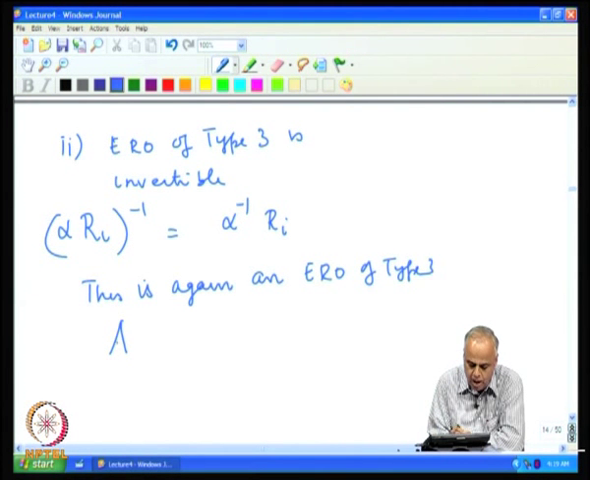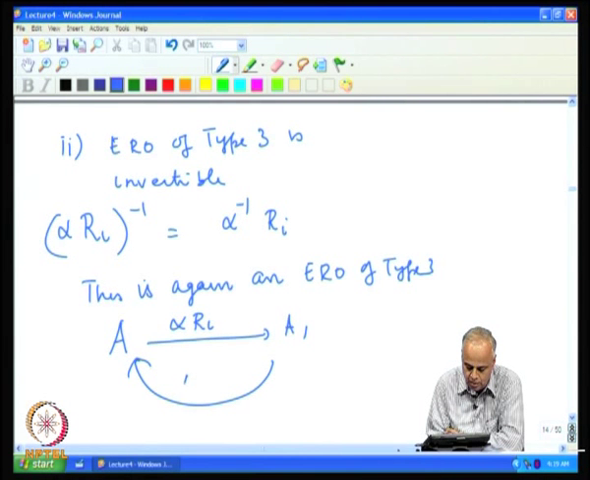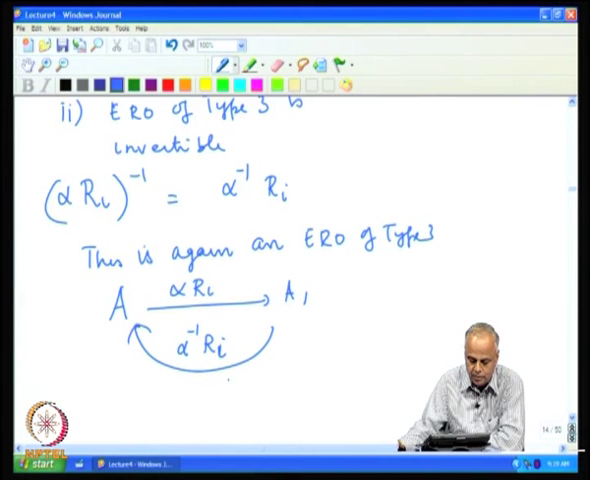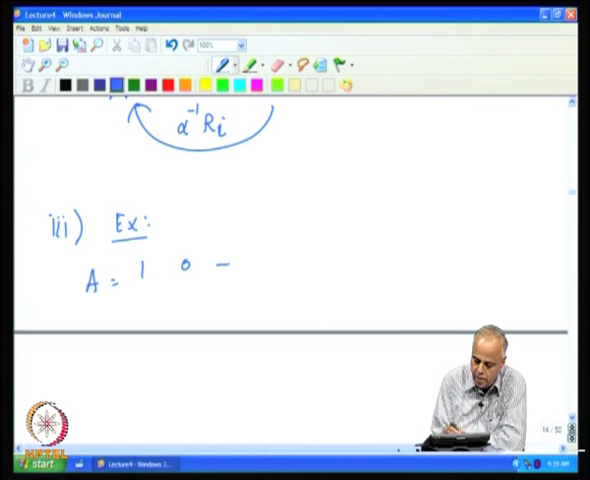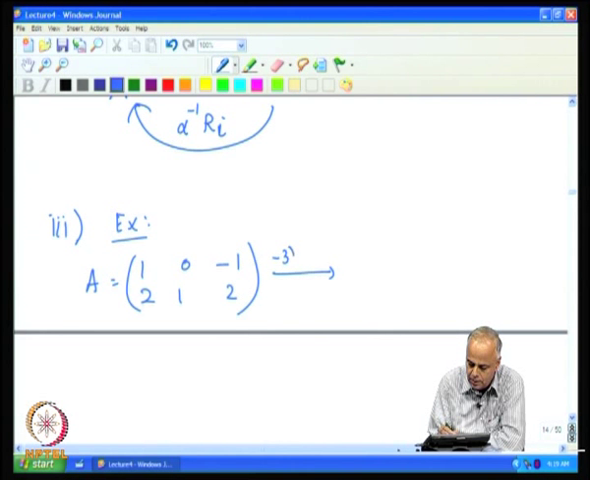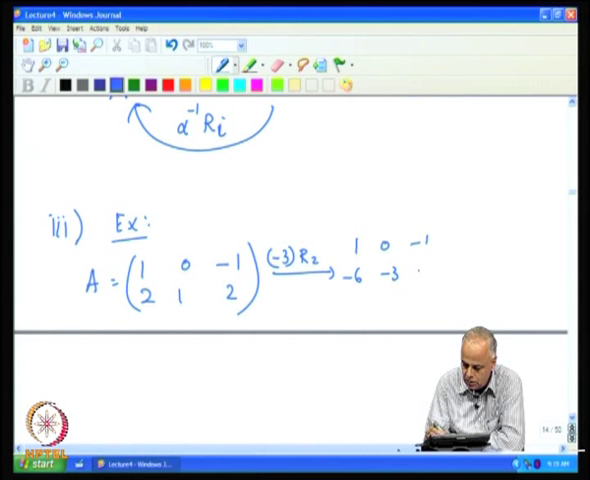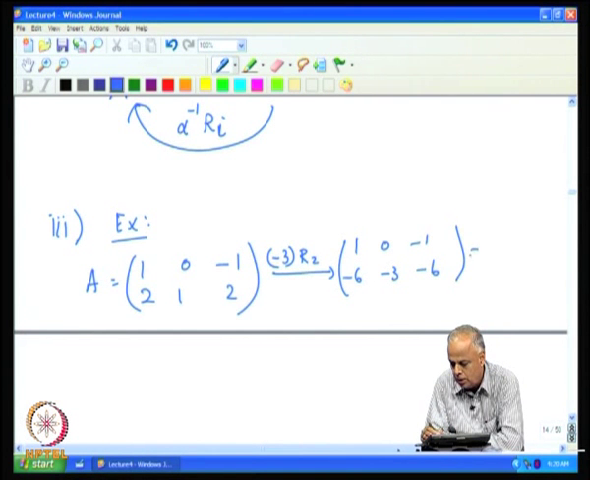So, therefore, if we have A and we get A 1 by alpha R I, then we will get back to A from this by alpha to the power of minus 1 R I. The third important property, let us look at our example. A was 1 0 minus 1 2 1 2 and we applied minus 3 times R 2 to get 1 0 minus 1 minus 6 minus 3 minus 6, which we called as A 1.